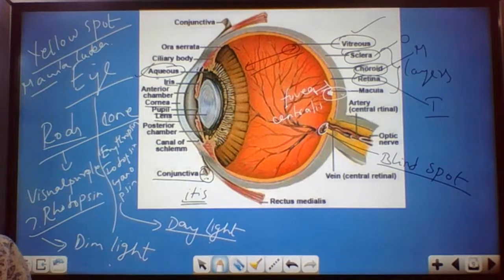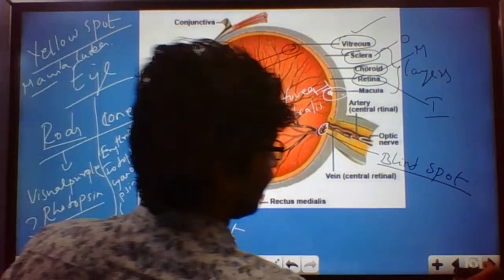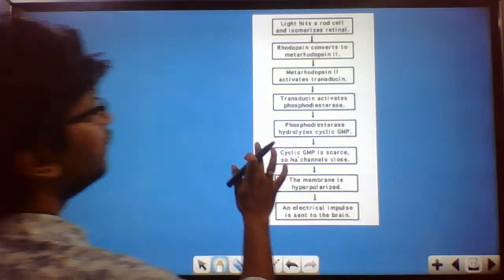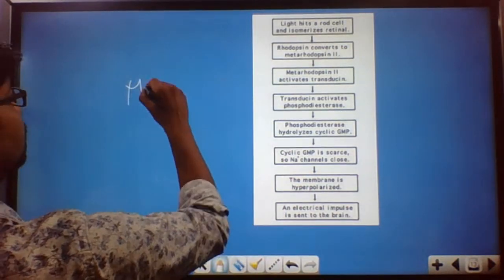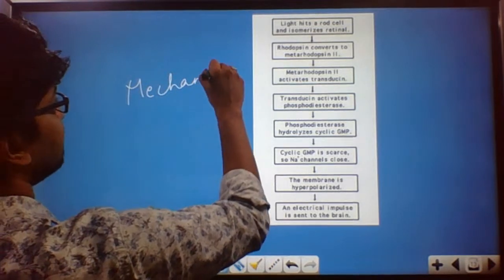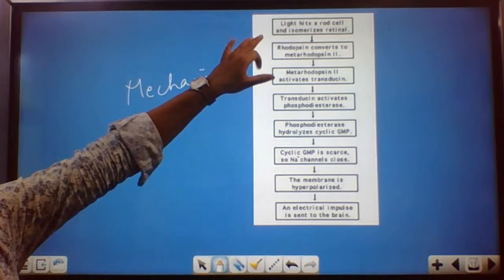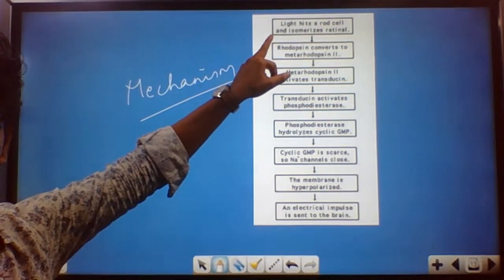Okay, we're done with the eye, and coming to the mechanisms. When you talk about the mechanism of eye, how can you actually visualize things? Mechanism of vision: first, the light hits the rod cell. I told you which is the rod cell, the rhodopsin.